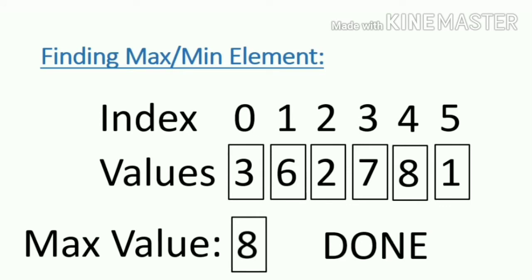So like this it will go through each element in the list and compare that specific element to the current maximum value, and if the max value is smaller than the element, we override the max value.